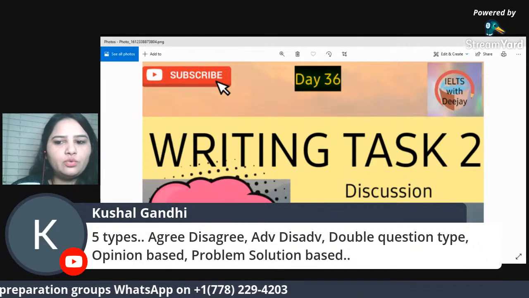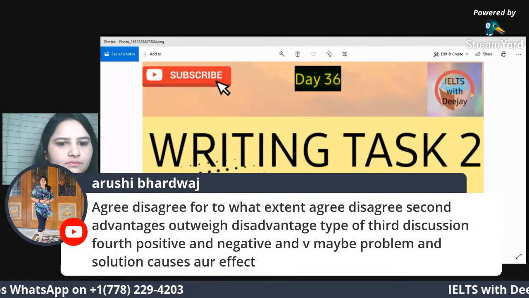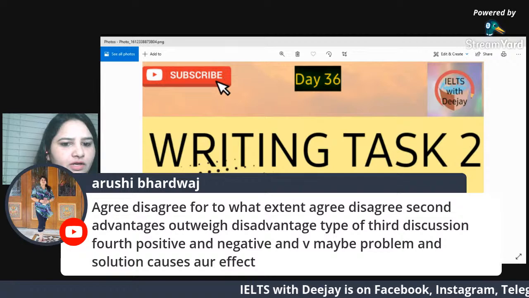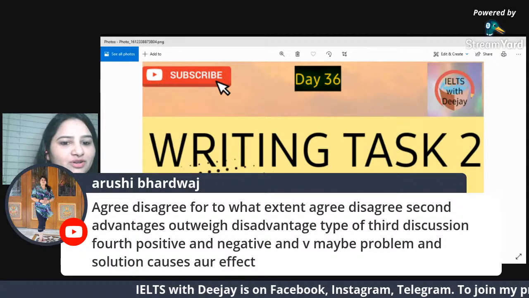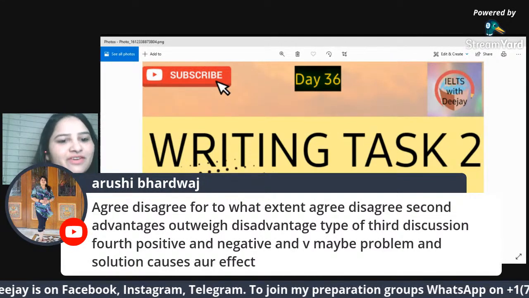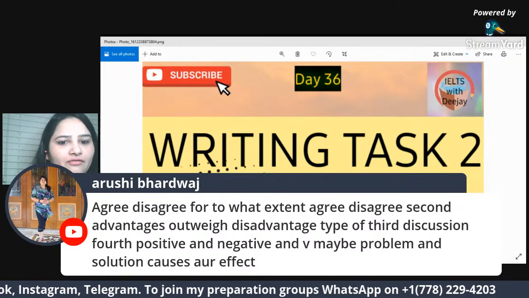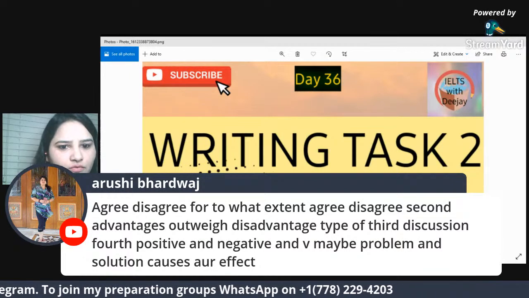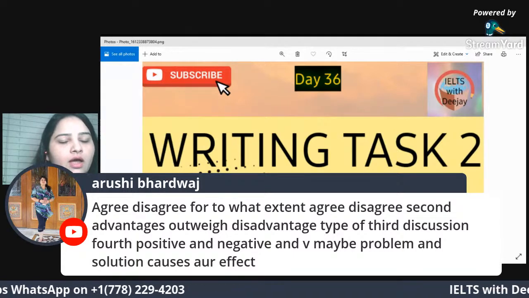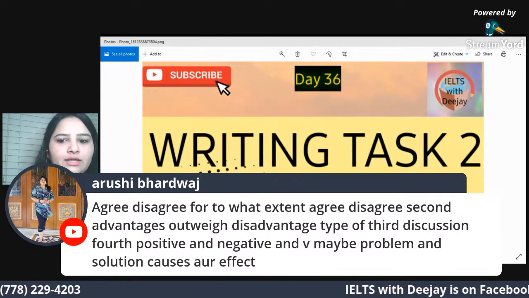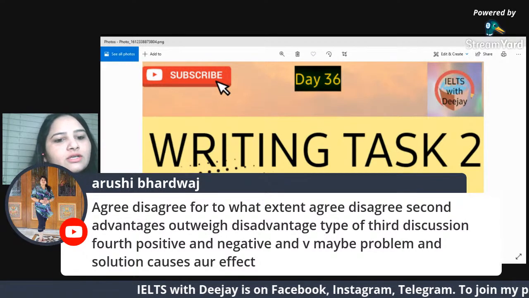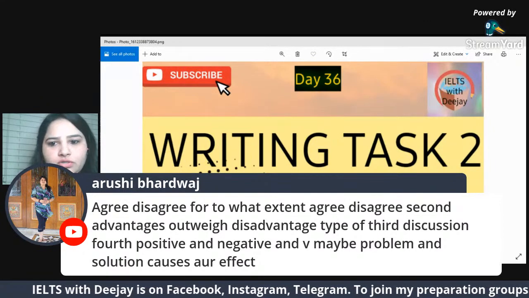Agree, disagree, to what extent disagree. Second, outweigh disadvantage type. Third, discussion. Fourth, positive, negative. I mean, problem and solution, causes, effects. Okay, fine, fine. That's good. Yeah, this is fine. These are the questions that we have, and the one you left was the double question, in which we have two questions. The questions are different, like they are not agree disagree. There's something asking your opinion and something asking a solution. So that is a double question, I say.